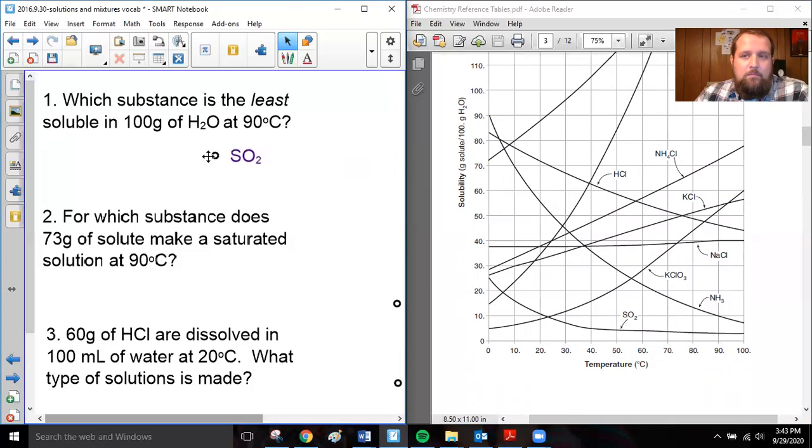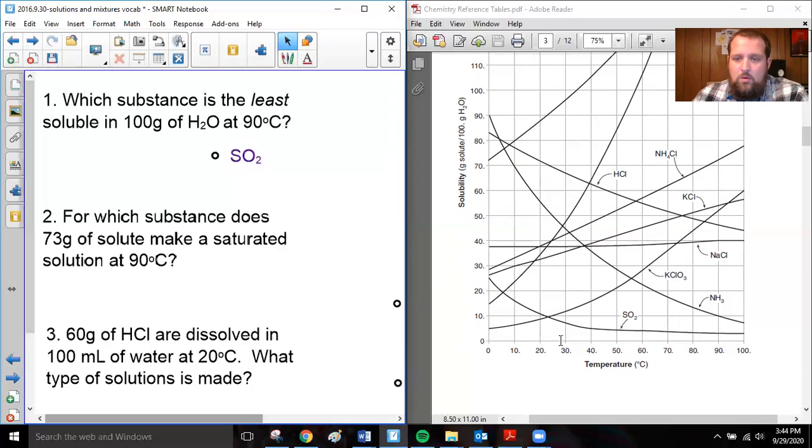Another kind of question you might be asked: for which substance does 73 grams of solute make a saturated solution at 90 degrees? So before I even look over here at the table, I'm going to notice this keyword saturated, and I'm going to think back to the notes, and saturated means on the line. So they give me a point. They give me two pieces of information: an amount and a temperature. So if I can find that point, whatever line it's on, that's saturated.